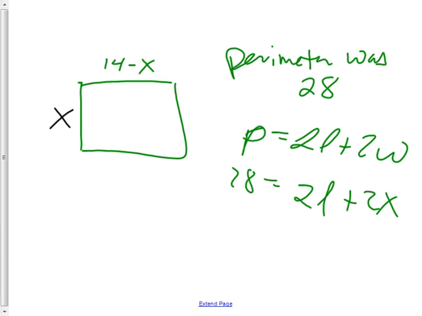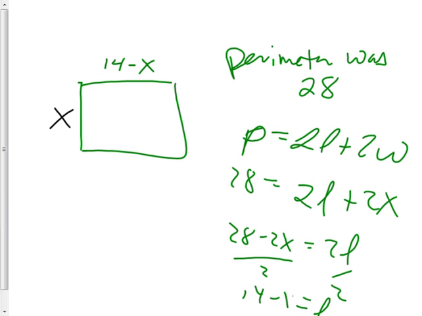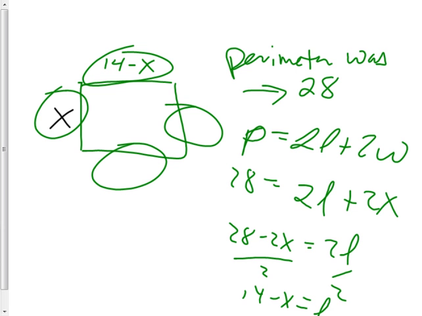So I would subtract from both sides. 28 minus 2x equals 2L. And then I divide both sides by 2. And L equals, divide those both by 2, 14 minus x. And again, the proof is in the pudding. If I can add this plus this plus this plus this, and they all add up to 28, then I must have done it right.